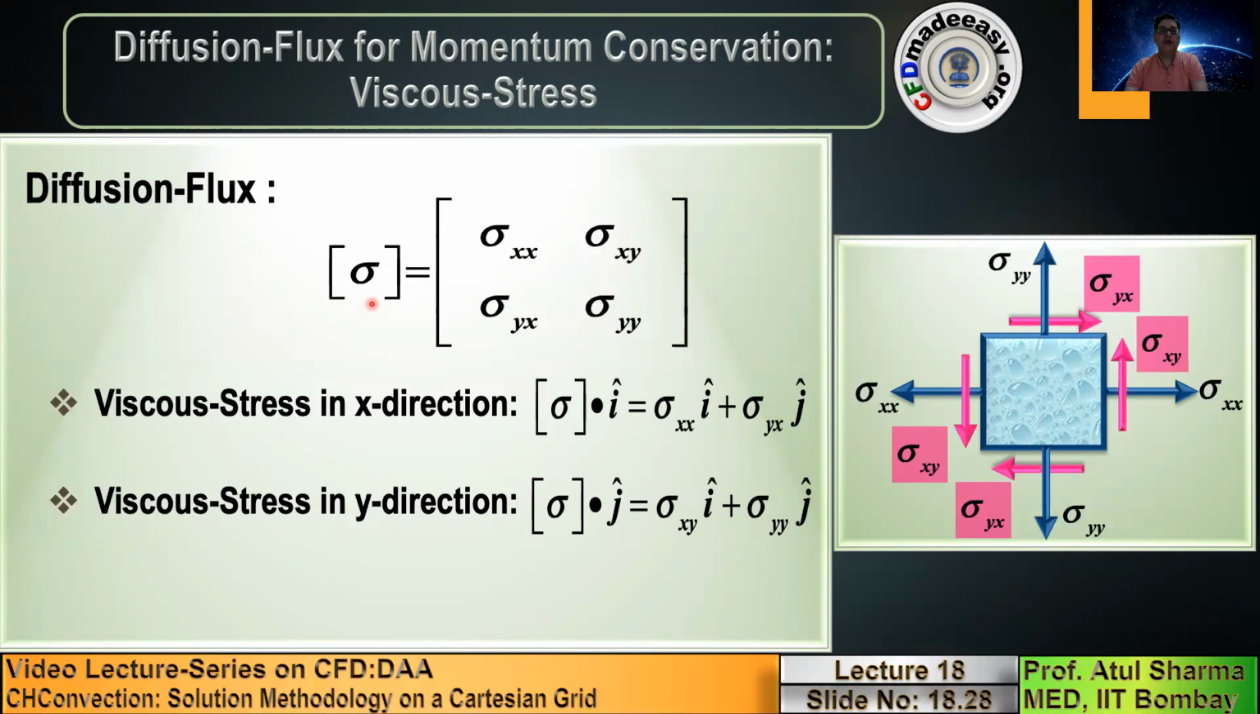When we have to apply the x momentum conservation, we take the x component, which is given as this, where you take the first column, sigma xx i plus sigma yx j. Note that the second subscript denotes the direction of the stress. So when you apply the x momentum conservation, sigma xx and sigma yx, both in the horizontal direction, are used. And when you apply y momentum, you take the second column, sigma xy i plus sigma yy j, where the second subscript is y, which corresponds to the direction of the stress. So for y momentum, you take sigma yy and sigma xy, which are vertical.